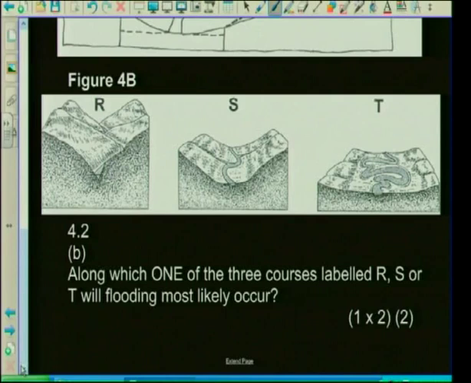Then it says, B, along which one of the three courses, R, S, or T, is flooding most likely to occur? And if we look at the diagrams, you will notice that diagram T has got an extended floodplain, and therefore flooding is most likely going to take place within that section of the river.